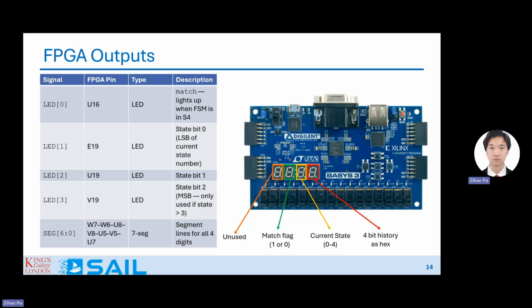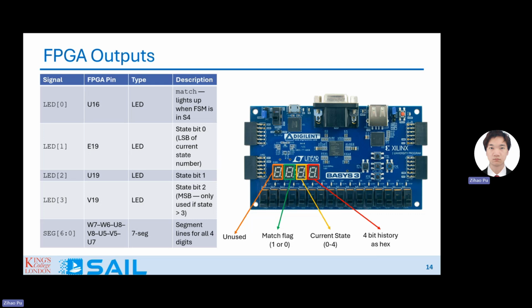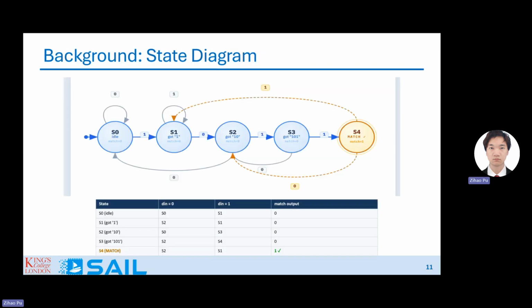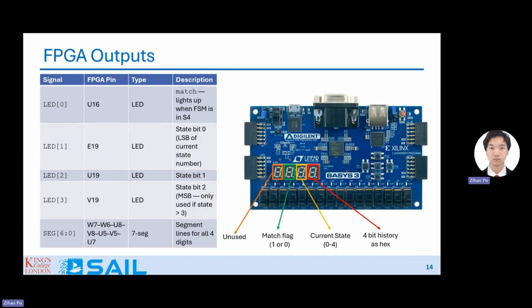And the 7-segment display obviously has 4 digits. The rightmost digit is going to have the 4-bit history as hex, as we spoke about here. So it's going to have the hex value of the history. The yellow one, the middle right one, is going to have the current state, so which state you're in in this diagram. It's going to have 0, 1, 2, 3, or 4. Obviously, it's going to be 4 when you match, and that's what the green one is for.